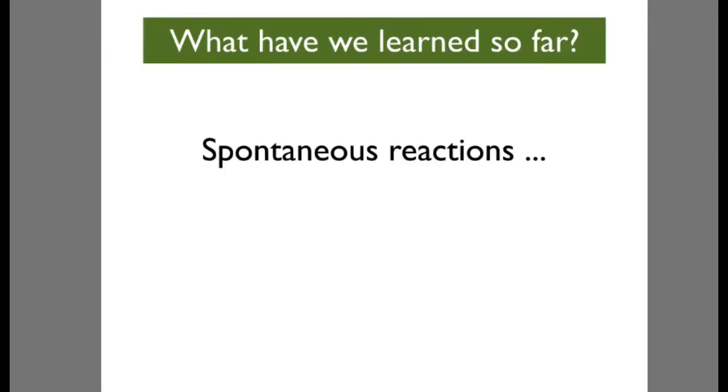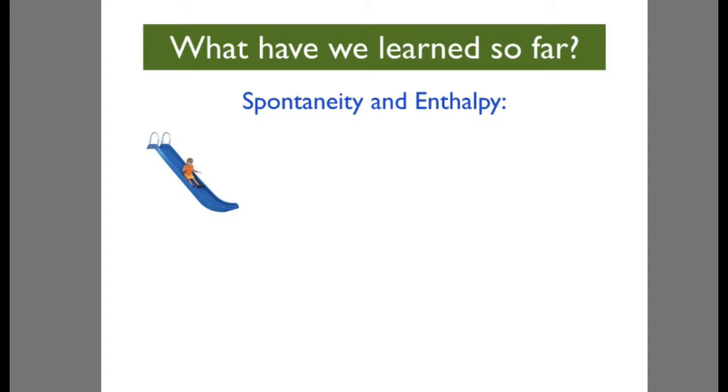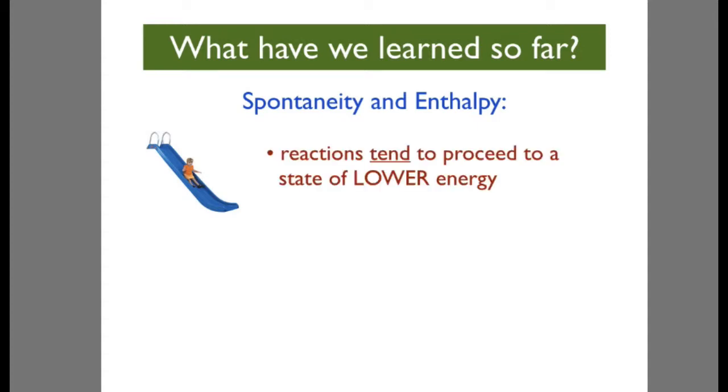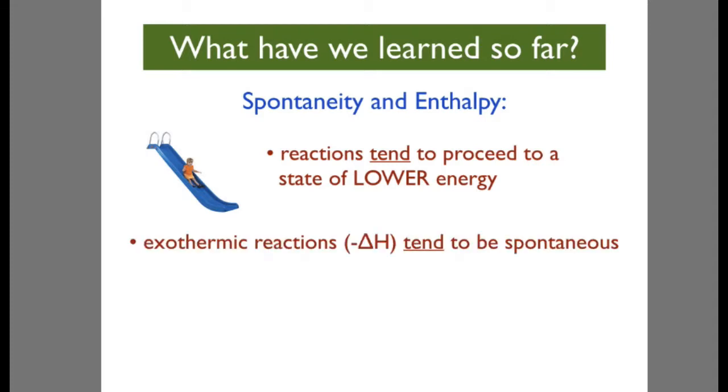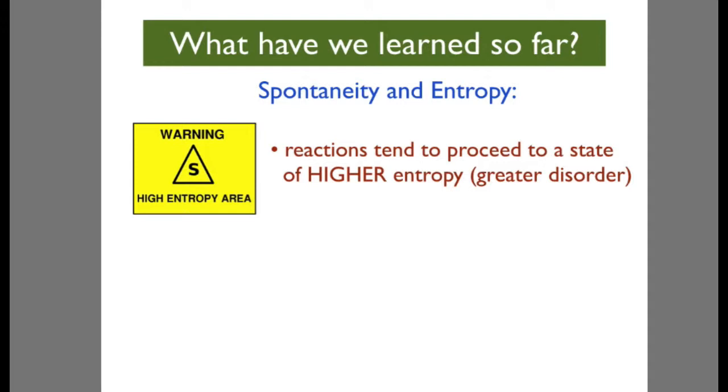What have we learned so far? Well, we know that spontaneous reactions occur without the continual input of energy, and they may be slow, fast, or somewhere in between. Reactions tend to proceed to a state of lower energy. And so exothermic reactions with negative enthalpy changes tend to be spontaneous, and endothermic reactions with positive enthalpy changes tend to be non-spontaneous. Spontaneity and entropy.